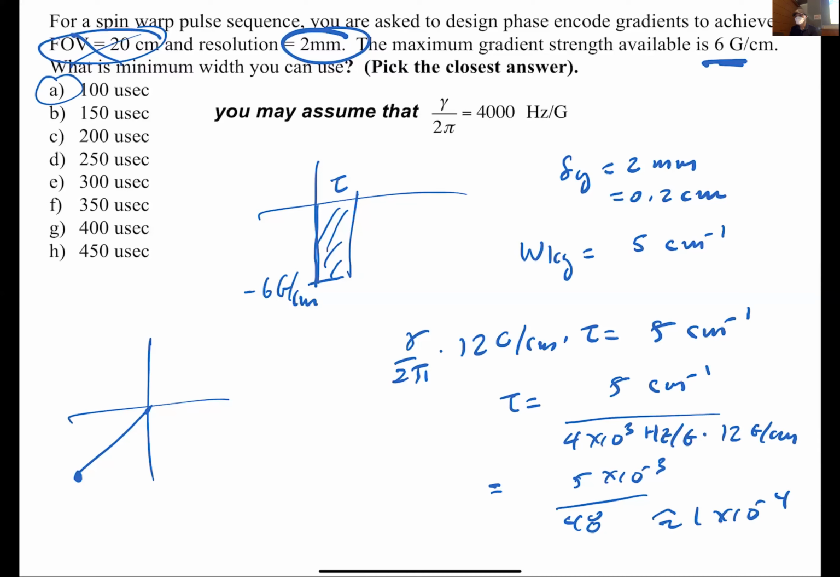Can you explain how you got 12 Gauss per centimeter over time? Sure. There are 2 ways we can do this. One is we can say the 6 Gauss per centimeter gets me to k_y max, right? So I could just say k_y max is equal to W_ky over 2, which is equal to 2.5. But if I don't want to take that extra step, I could just say, well, actually, I want to go from minus to plus. And so I could just assume I'm using 12 Gauss per centimeter. That swing is 12 Gauss per centimeter.